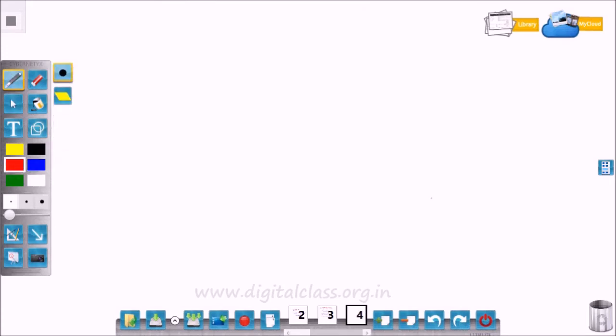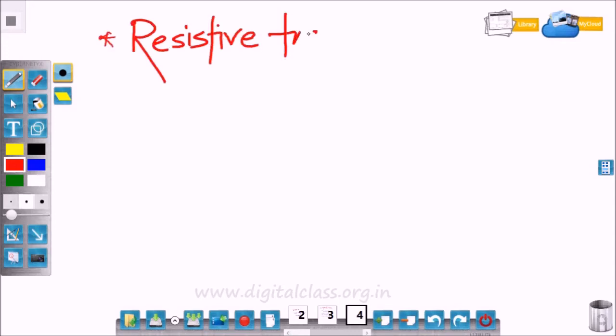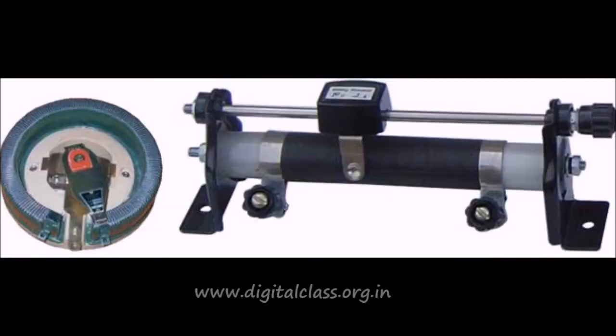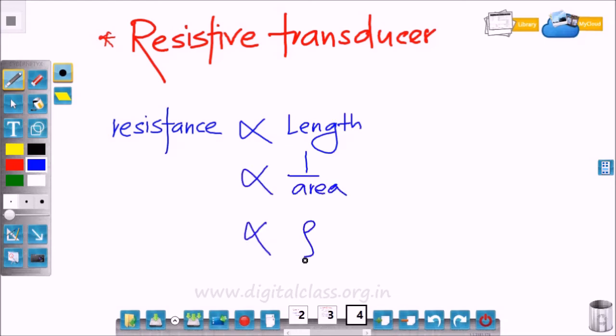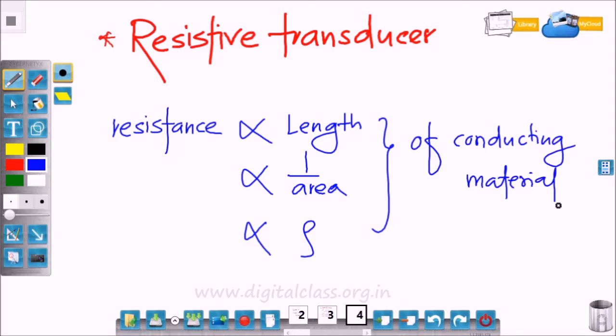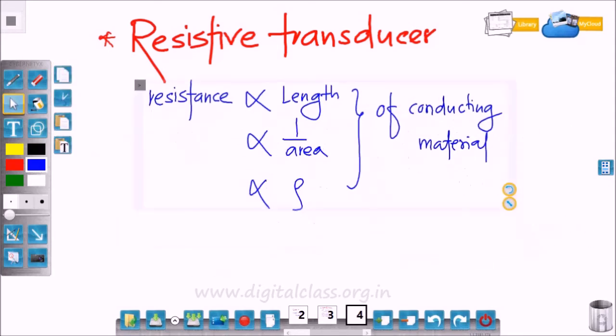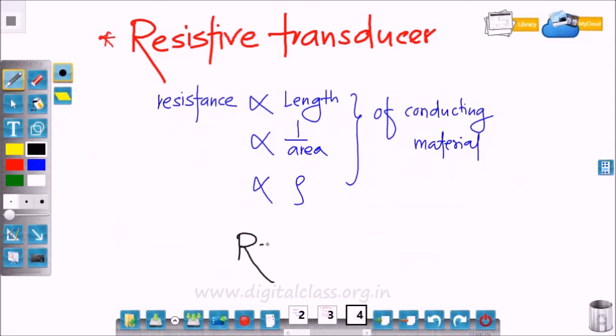Now we are going to see the resistive transducer. It works on the principle that the resistance of any conductor can be changed in three different ways. That is, resistance is directly proportional to length, inversely proportional to area, and directly proportional to the resistivity of the conducting material. That's why we have the equation R = ρL/A.